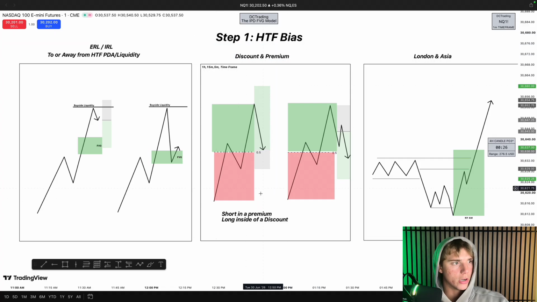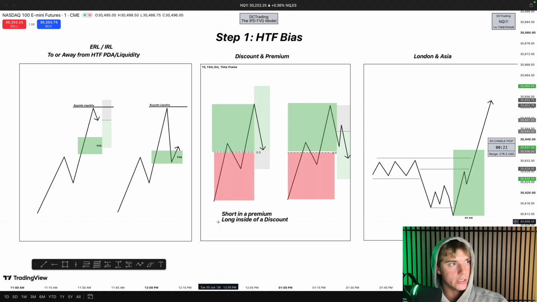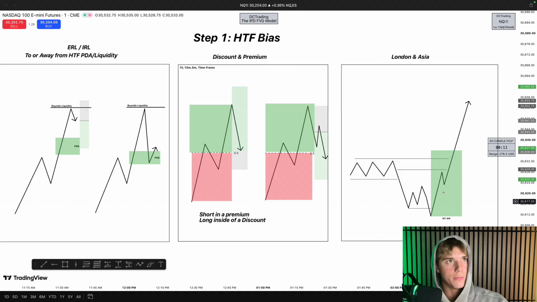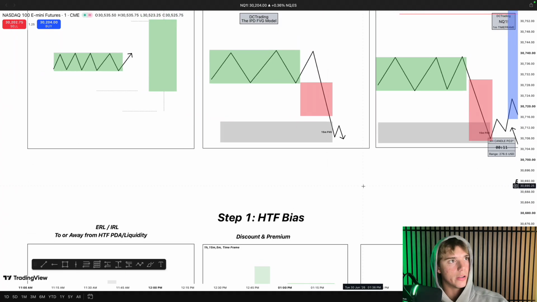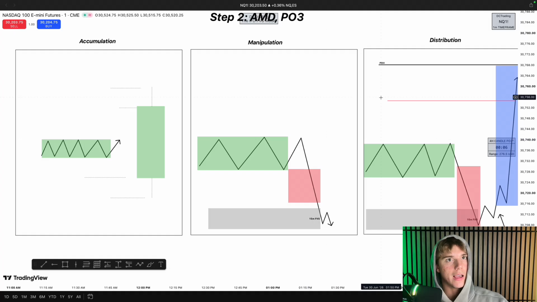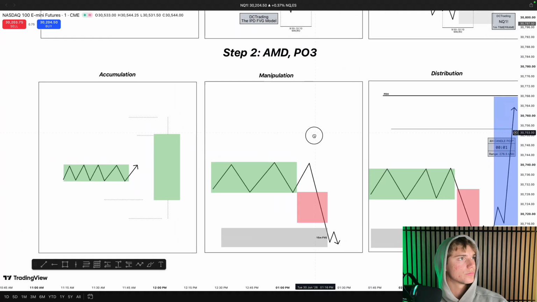Remember, whenever you're in a premium, you want to look for shorts, as in this example. And whenever you want to long, you need to look for a discount to come down into a discount and then go long. And then also you have your session profiles. I'm going over this super quick because I've made multiple videos on this actual strategy, but not how to determine whether it's an A plus or a B setup.